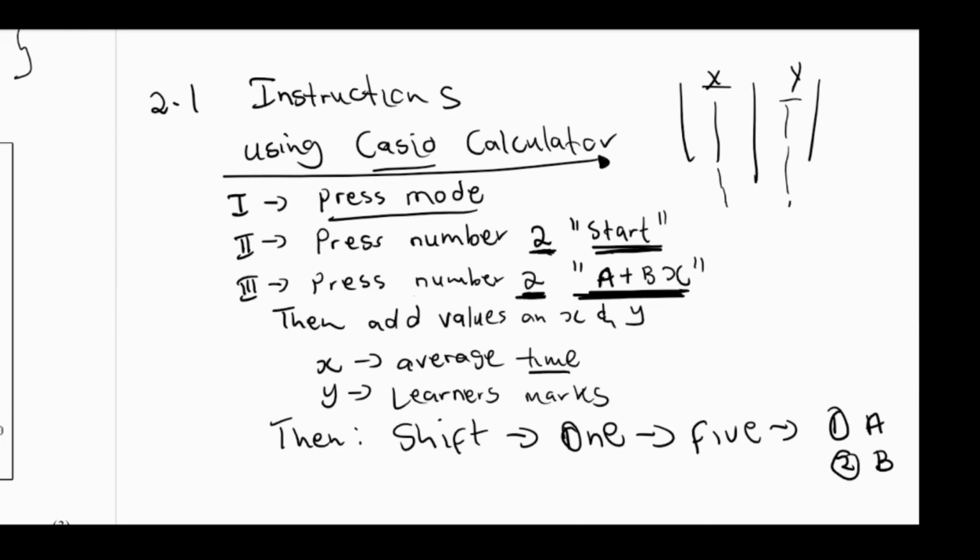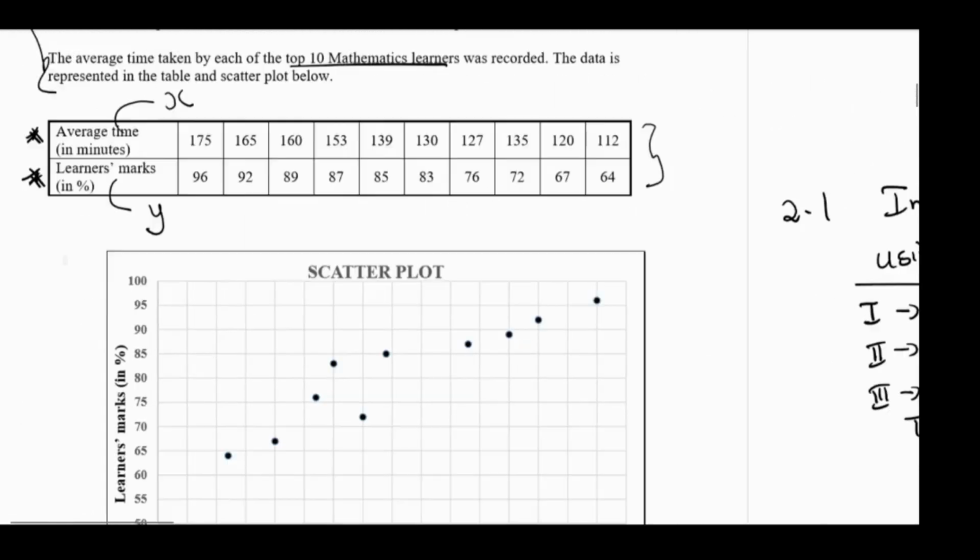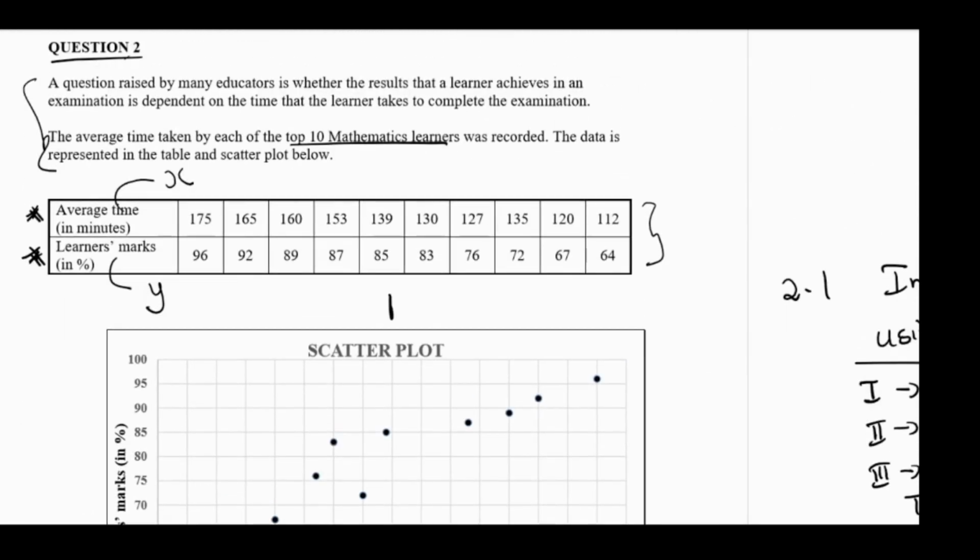In the values of x you're going to put average time, because that is on the x-axis if you look at the scatter plot. And in the values of y you're going to put learners' marks. So you're going to punch in all the numbers that are in this table here. You put in all the x values, and then all the y values like that, right?